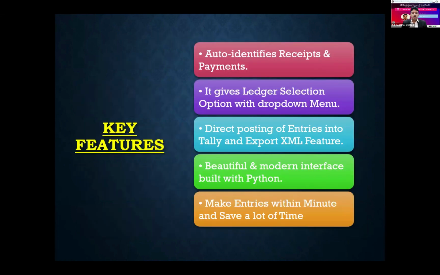The key feature of this tool is that it auto-identifies receipt and payment, because we have put some rules there to identify whether it is a receipt or payment. This tool gives a ledger selection option to the user with a drop-down menu. It also provides direct posting of entries into Tally and a feature to export XML, so later on we can import the XML in Tally. This tool has a very beautiful and modern interface built with Python PySide6. Using this tool, we can make entries within minutes and save a lot of time.